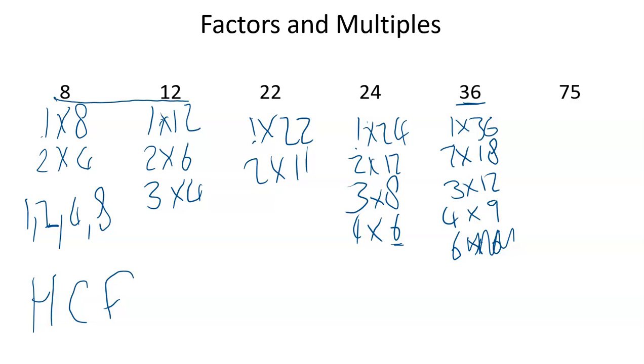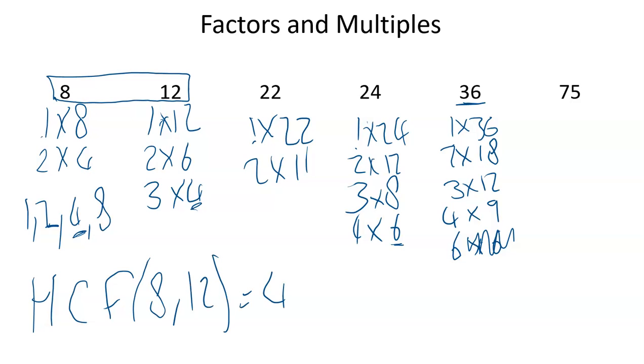So again, let's look at 8 and 12. The highest common factor is the highest number in both lists. So 1 is in both lists, 2 is in both lists, is 4? Yes, 4 is in both lists. 8 is not. So the highest factor we've found in both lists is 4. So highest common factor of 8 and 12 is 4.